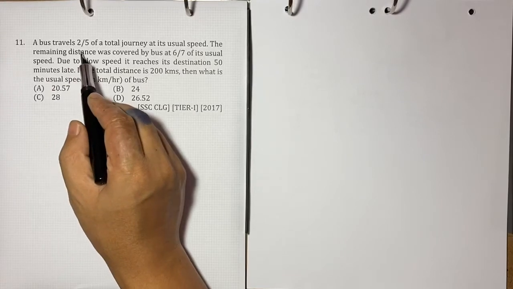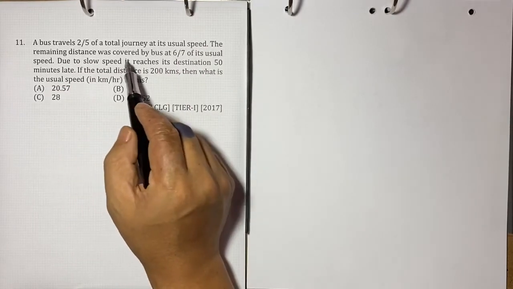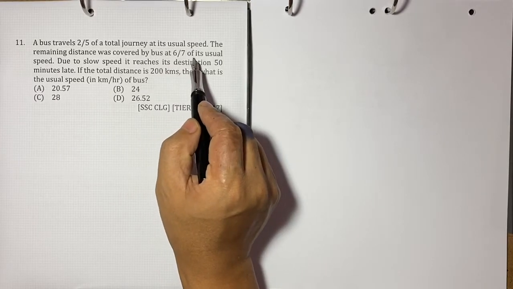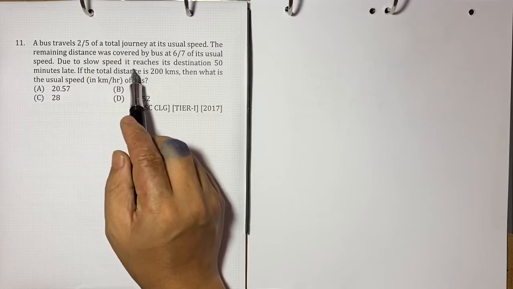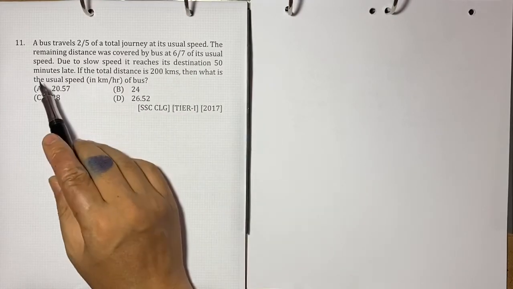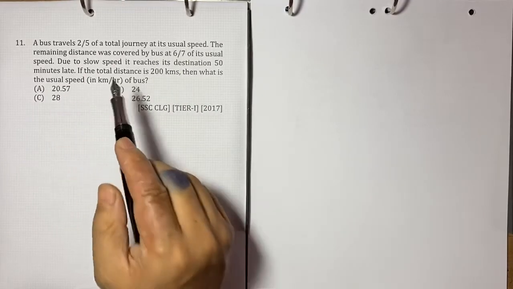A bus travels 2/5 of a journey at its usual speed. The remaining distance was covered by the bus at 6/7 of its usual speed. Due to slow speed, it reached its destination 50 minutes late. If the total distance is 200 km, then what is the usual speed of the bus?